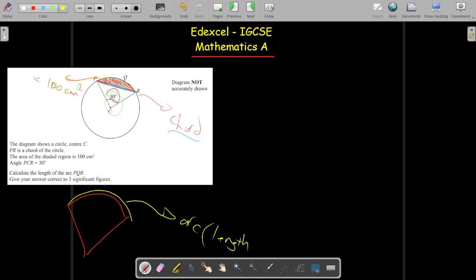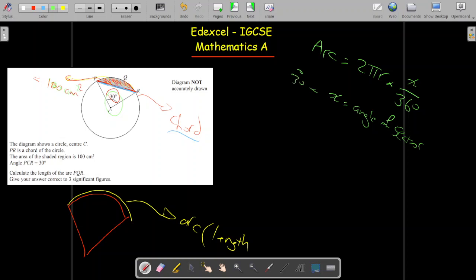I'm going to write down the rules, or the mathematical expressions, that you need for this. Arc is equal to 2 pi r multiplied by x over 360, where x is equal to the angle of the sector, which is equal to 30 degrees in this problem.